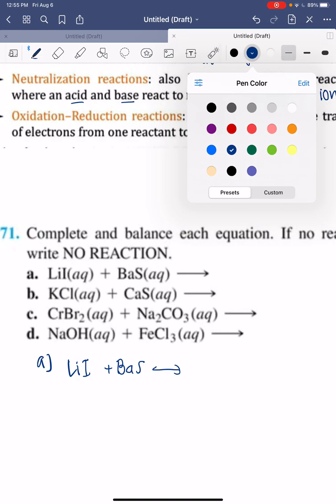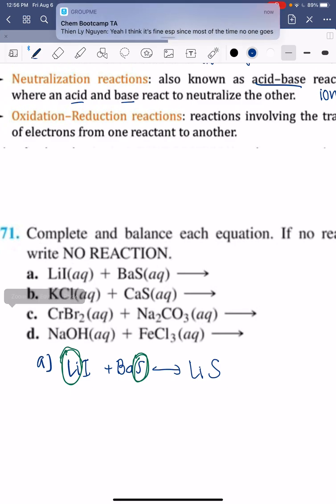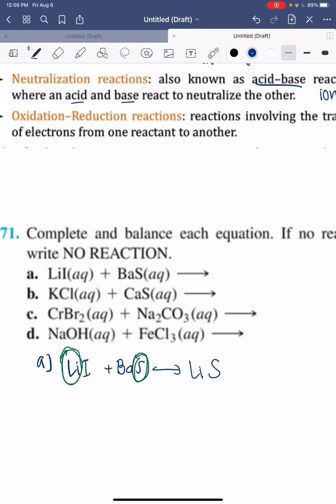Our products form. The way to write a precipitation reaction is essentially flipping what pairs together. So the first ion of the first compound and the second ion of the second compound pair together. It's a little flip-flop there. And this is our product. Is this complete? Not quite, because we have to take account of the charges. If we look at the periodic table, we notice that lithium is a +1 charge because it's in the first group. Sulfur is a 2- charge because oxygen is a 2- charge, and they're in the same group.